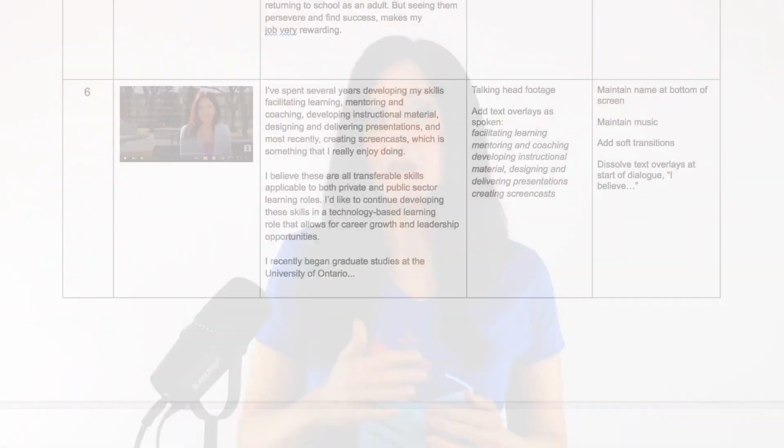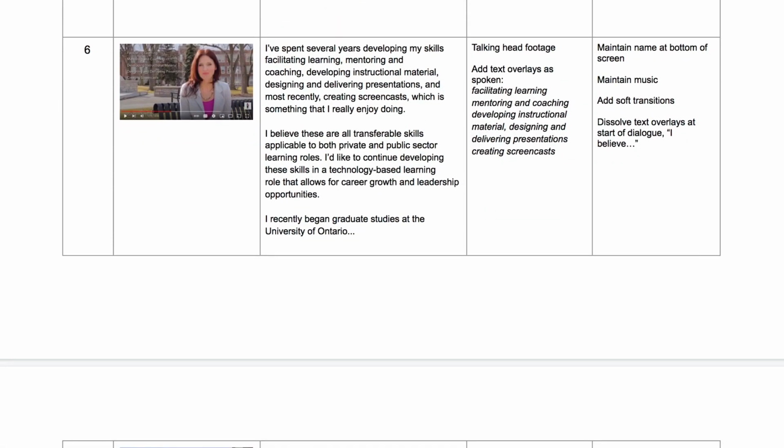In scene 6, I indicate a continuation of a talking head format and to add text overlays as the words are spoken. In the notes, I carry forward some of the instructions from the previous scene and add to dissolve the text overlays at a specific point in the dialogue. For scene 7, I indicated to switch to B-roll footage of the university where I was completing my master's degree. I carried forward the previous instructions about my name and the music.